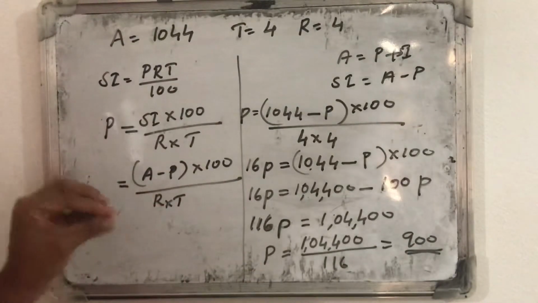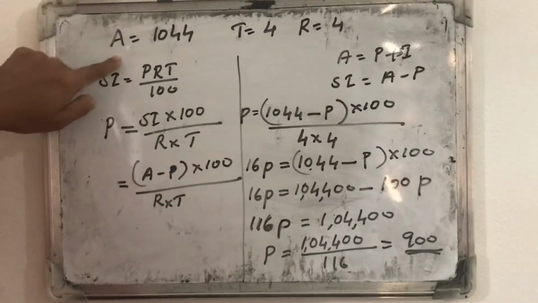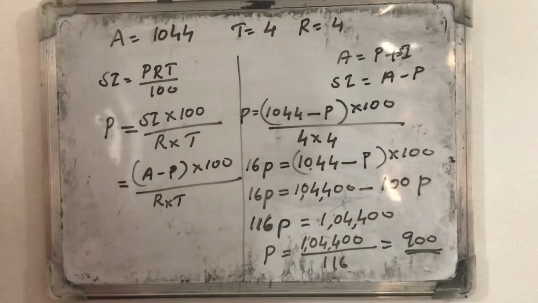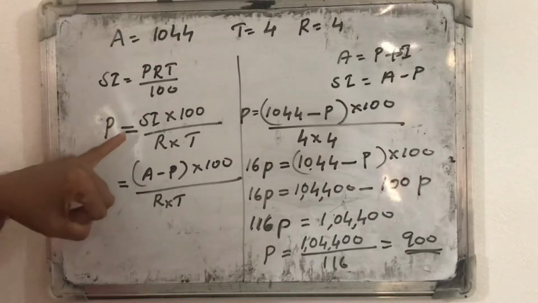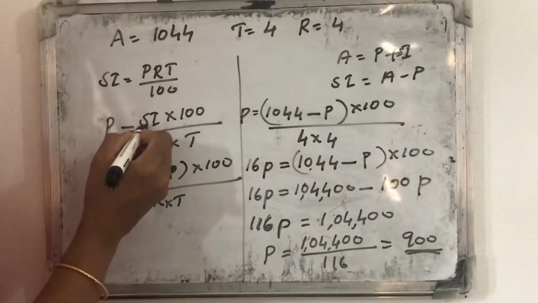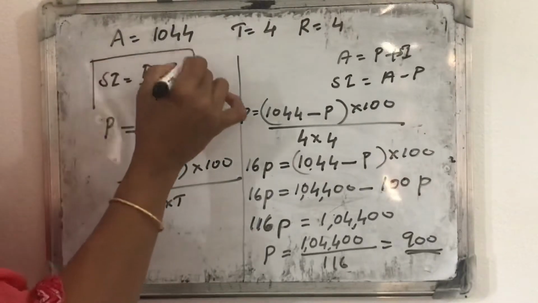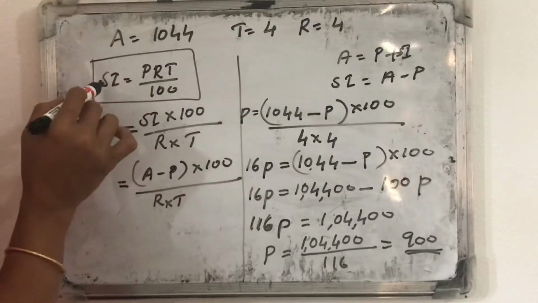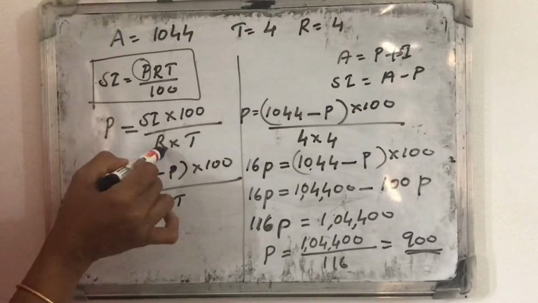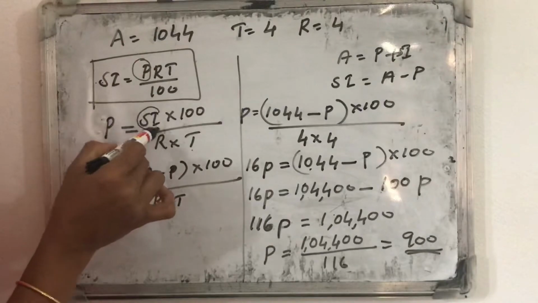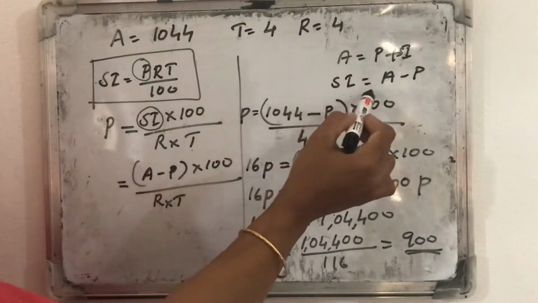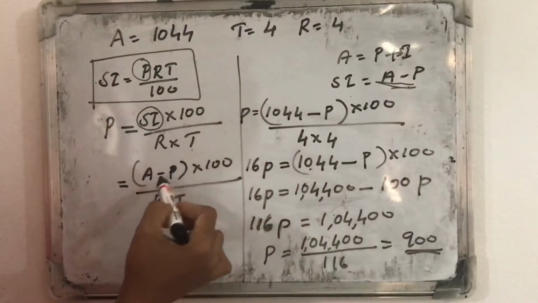So in this case, you want to listen. Here amount is given and T and R only given. Principal is not given. But for finding principal we can substitute the value of simple interest. From the simple interest equation we know P is equal to simple interest into 100 divided by RT. So instead of this simple interest we are substituting what? A minus P. Okay, simple interest we know is A minus P, that we are substituting.